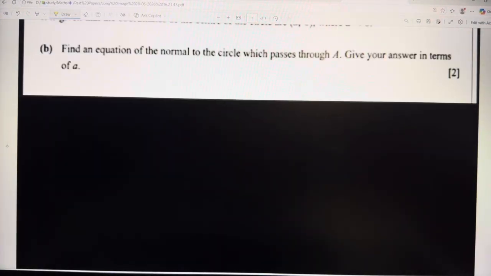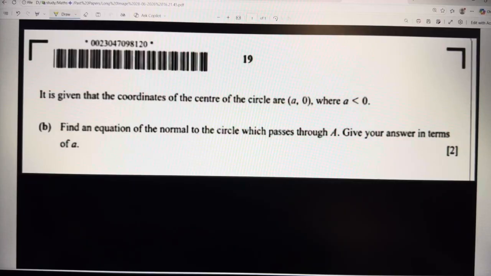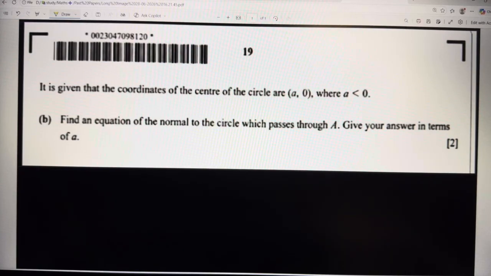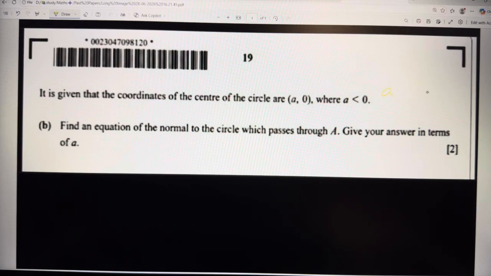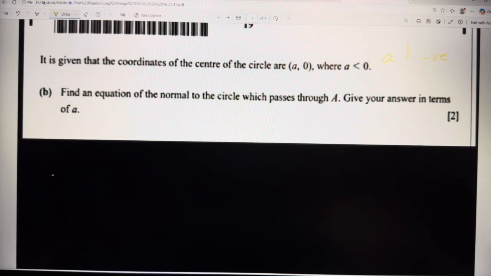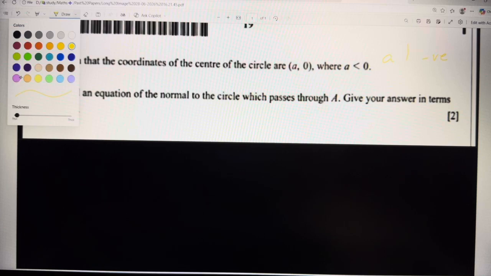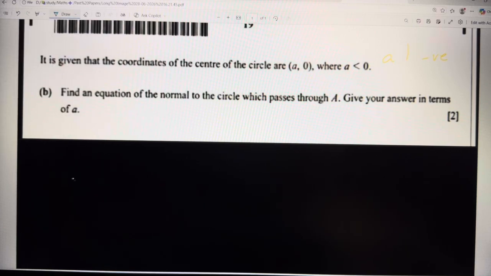It is given that the coordinates of the center of the circle are this, where a is less than 0. So a is negative. Find the equation of the normal to this circle which passes through point A. Okay, let's try to make an example graph. So it will be just like so, the circle, like so.